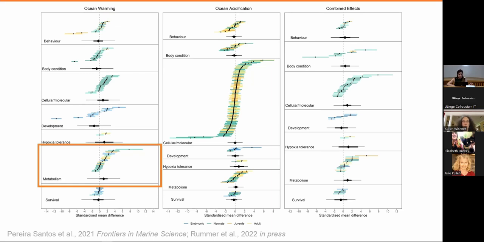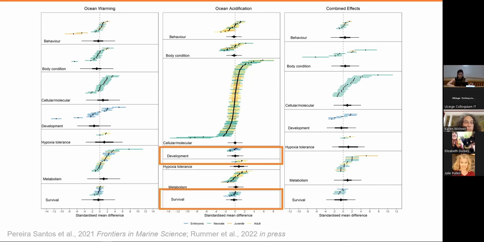When assessing these traits under ocean acidification conditions, we get a more even distribution between temperate and tropical species, although all studies examining developmental and survival traits under ocean acidification have been on embryonic and neonate stages. When assessing all the studies, life stages, and species combined, no effects of ocean acidification conditions were detected for any trait category.